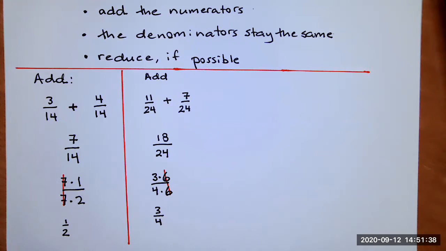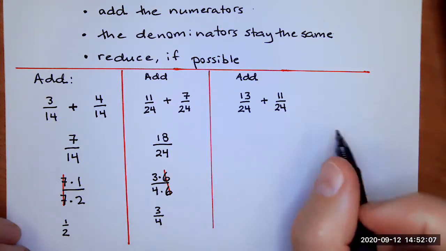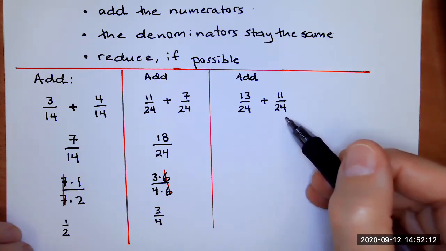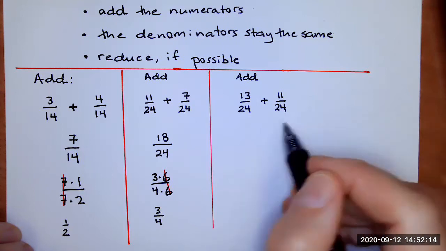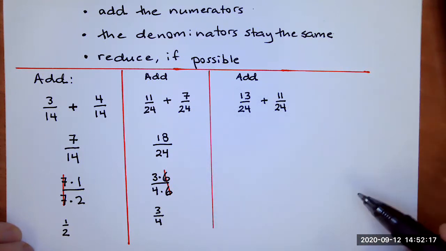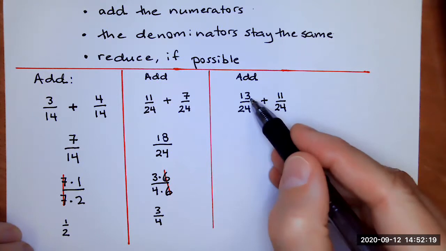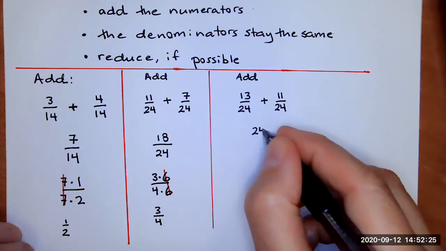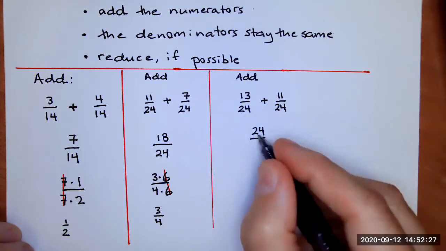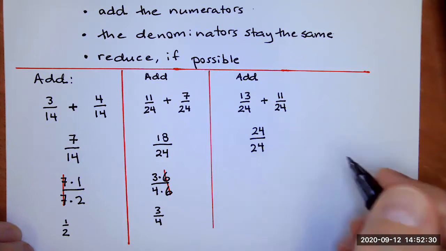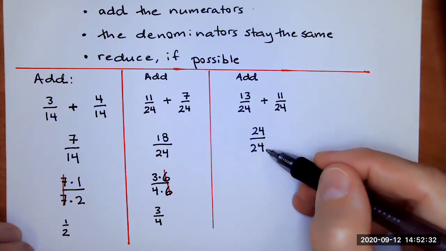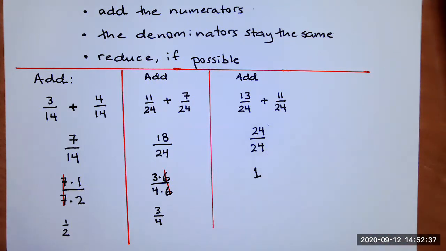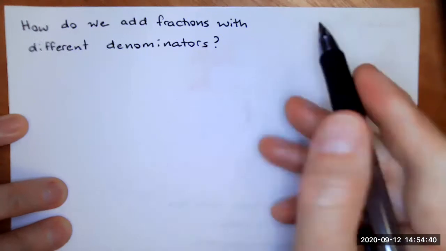Let's try another one. So let's add 13/24 and 11/24. And again, you can hit pause and try it on your own. So we add the numerators. 13 and 11 make 24. The denominators stay the same. And if the numerator is equal to the denominator, then that is a fraction that is equal to 1 whole.